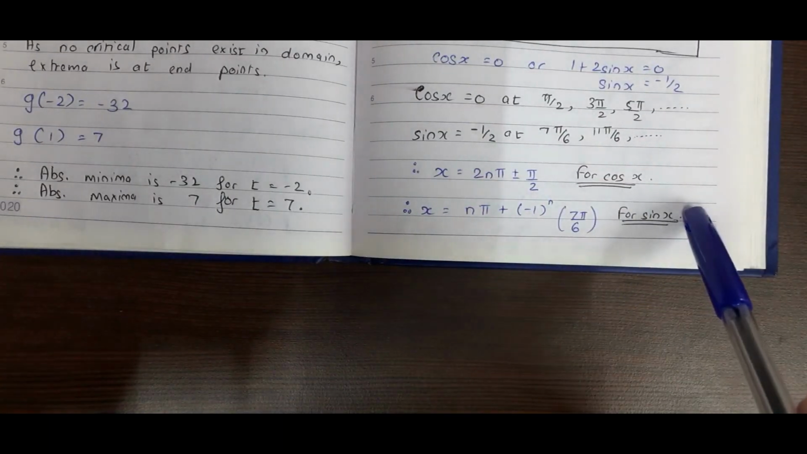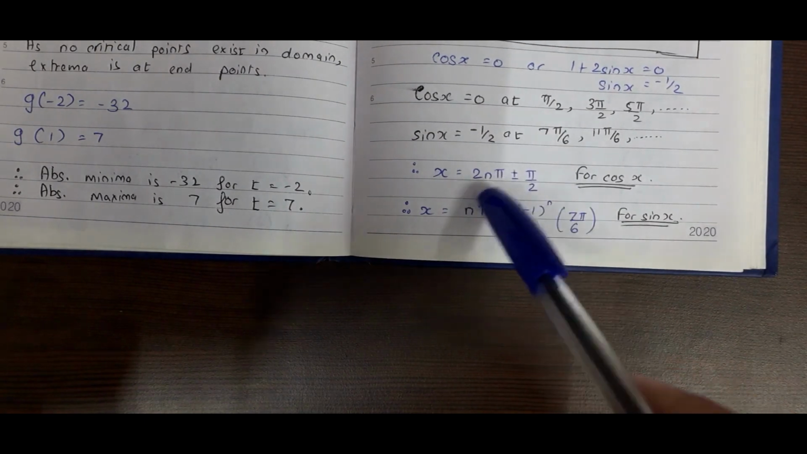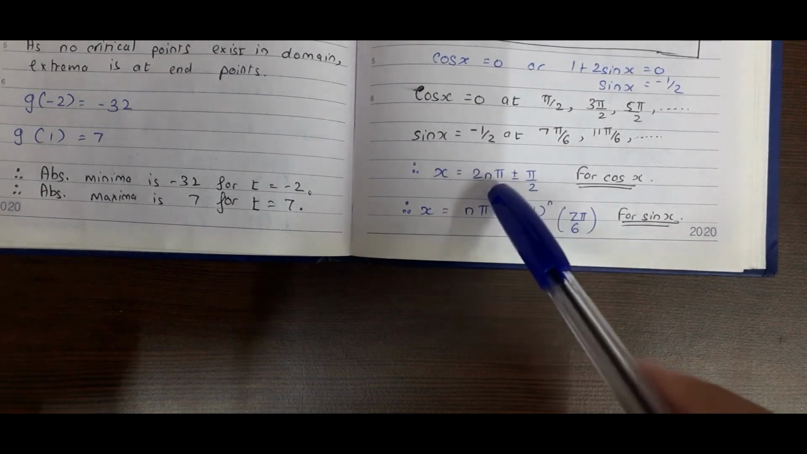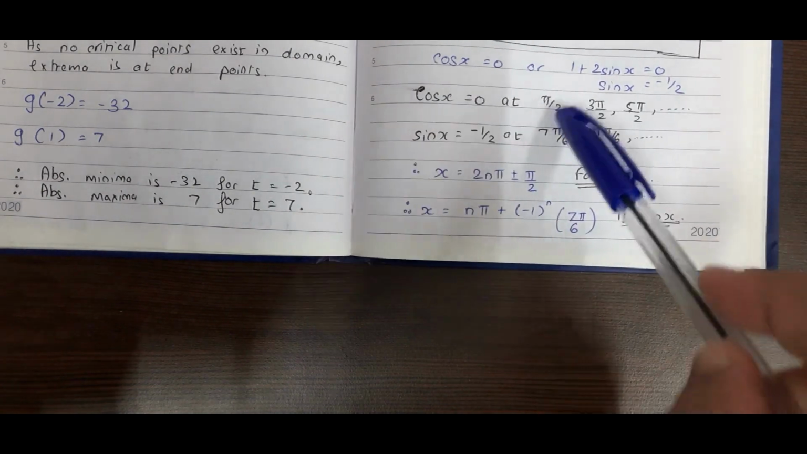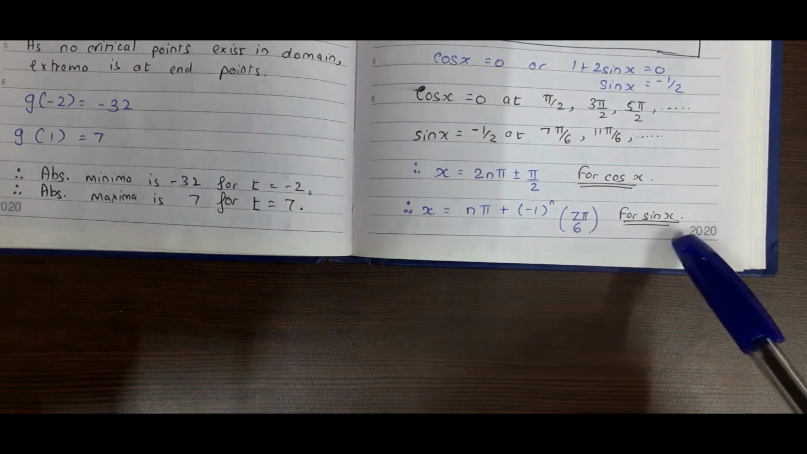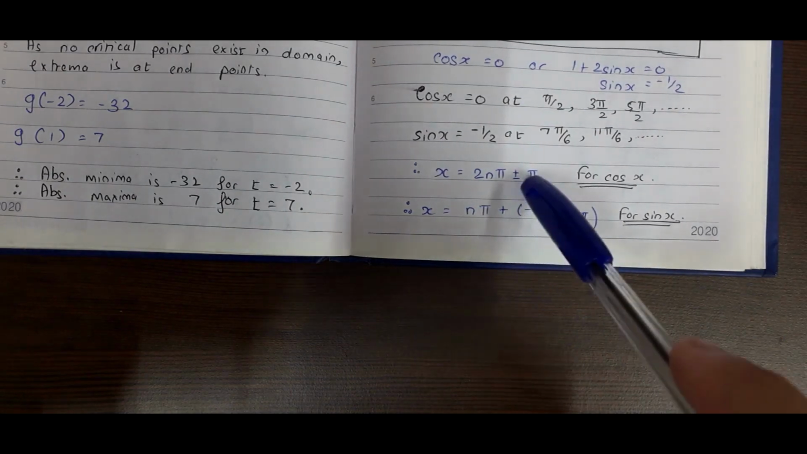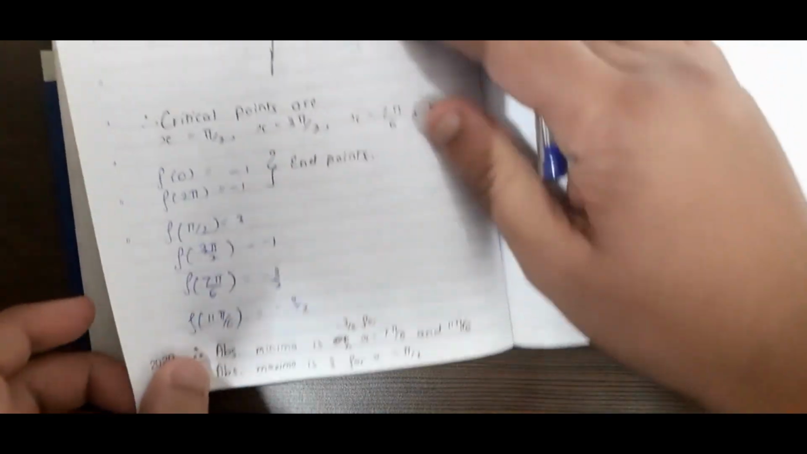Now for the cos x value, we can generalize it saying 2n pi plus or minus pi by 2. We can check. You put n as 0, you will get pi by 2. Put n as 1, you will get 3 pi by 2 and 5 pi by 2. Same way for sin x, you take n pi plus minus 1 power n, 7 pi by 6. This is just one value, as you will see here.